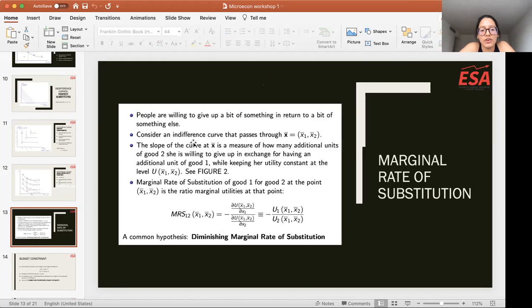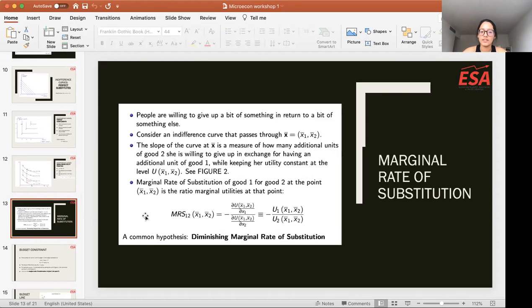So this is from a past PowerPoint, which was pretty helpful. I just put up the slide. The slope of the curve at X bar is a measure of how many additional units of good 2 a person is willing to give up in exchange for having an additional unit of good 1, while keeping her utility constant at level U.